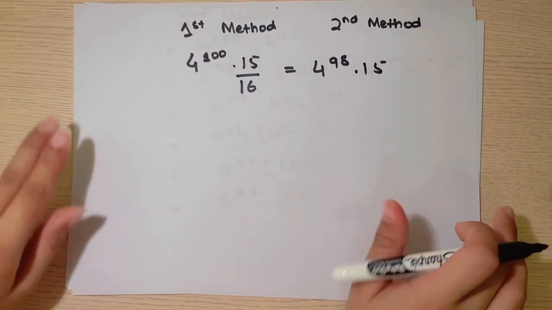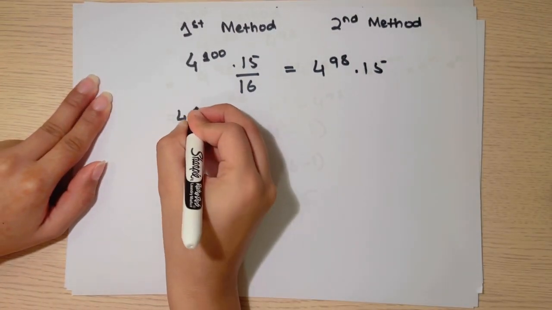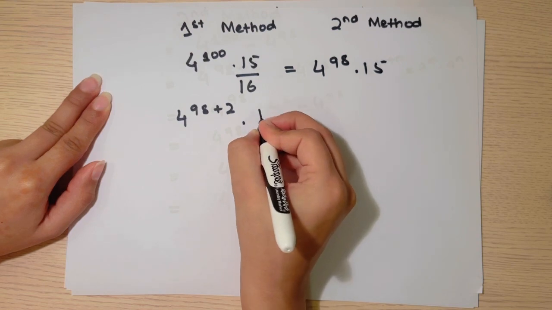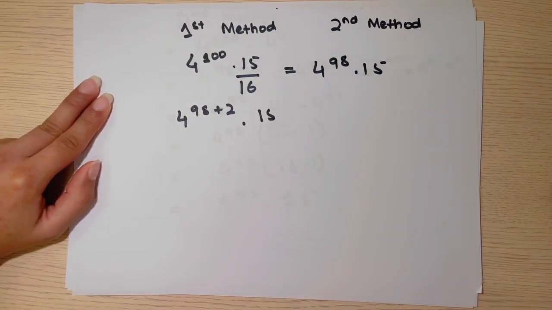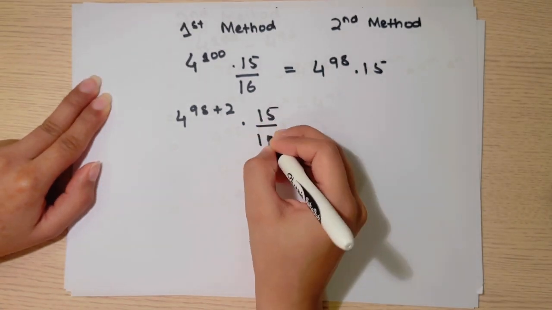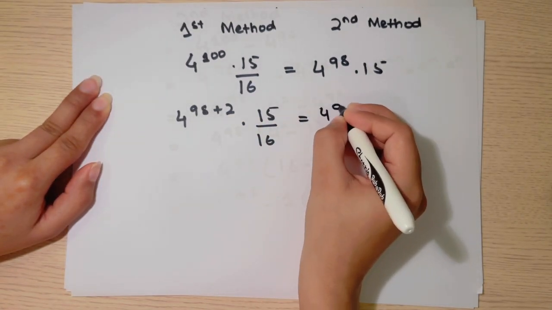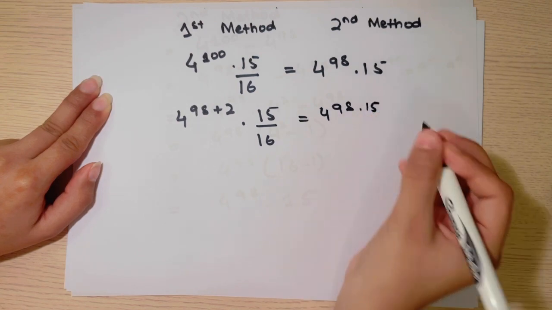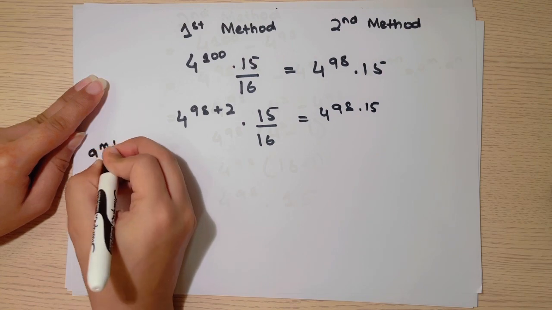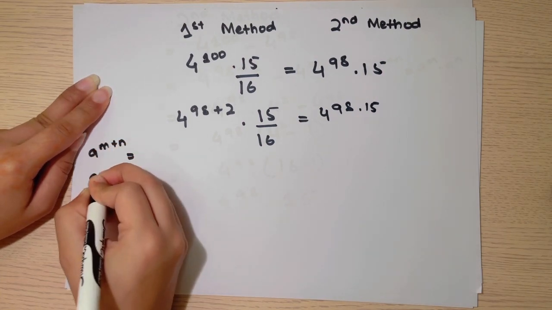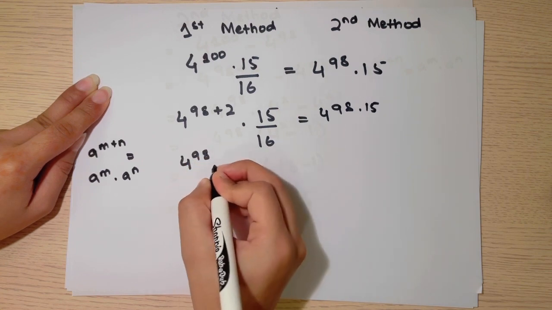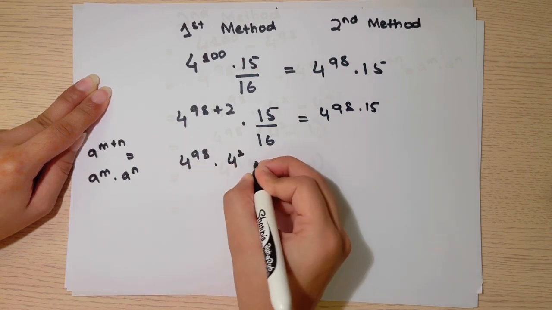Okay, now I can also write 4 raised to power 100 as 4 raised to power 98 plus 2 into 15 by 16, which is equal to 4 raised to power 98 into 15. And we are going to use the exponential rule a raised to power m plus n is equal to a raised to power m into a raised to power n, which means I can write 4 raised to power 98 into 4 raised to power 2 into 15 by 16.